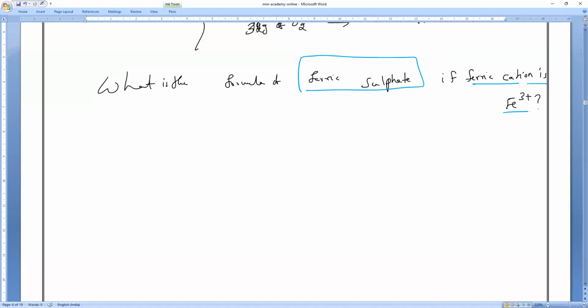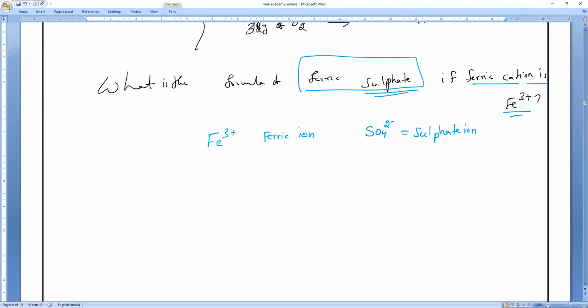Ferric cation is Fe3+. Already I have given the cation. So Fe3+ is the ferric ion. Now sulfate they are asking. What is the sulfate valency? Very good. SO4 2 minus. Very fine.